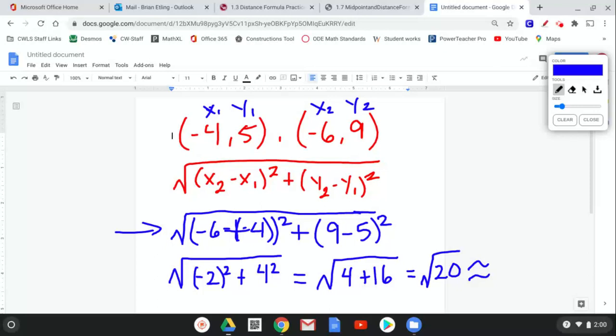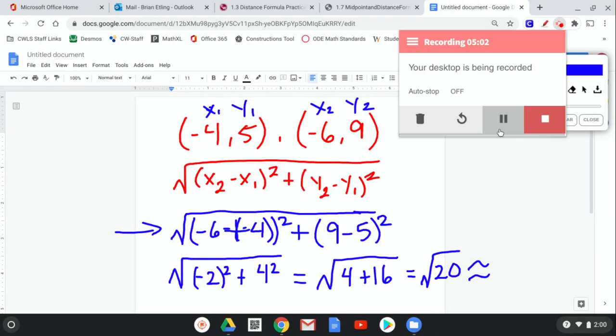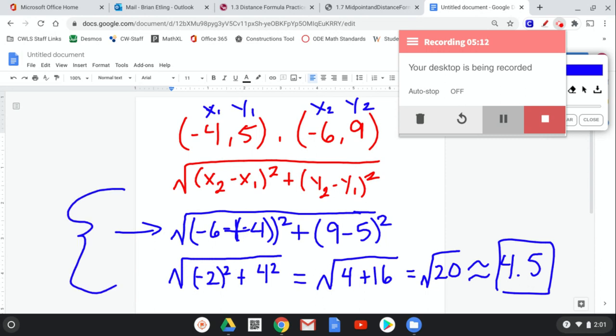Let me just pause the video for a second. So the square root of 20 is 4.5, and that should be the answer we get. So all of this that I have written in blue for every single problem, you should have that written down, just with different numbers, but the same amount of steps, simplifying it before you plug it into your calculator.